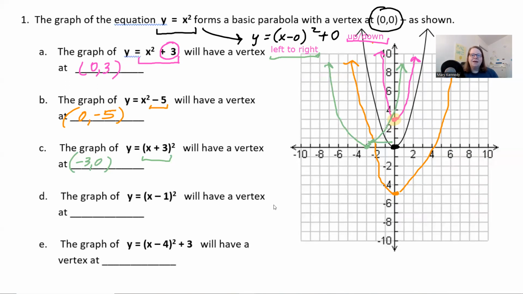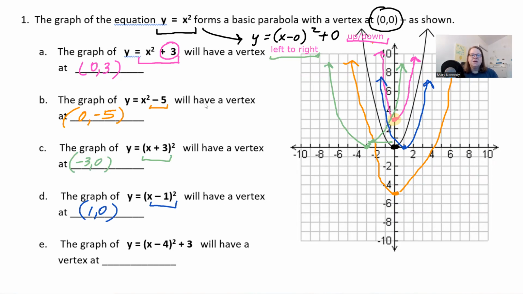All right, let's get a new color. This one is (x minus 1) squared. And so that's, again, the opposite. The opposite of going left 1, we go right 1. And so this one would be here. And the vertex, the change in direction, is at (1, 0) for that one. Nothing after that to show that we would move up or down.